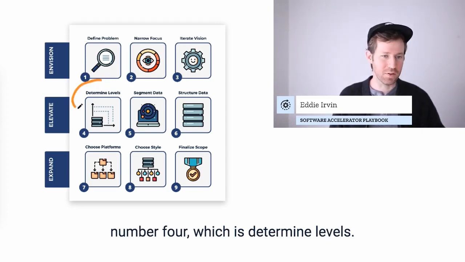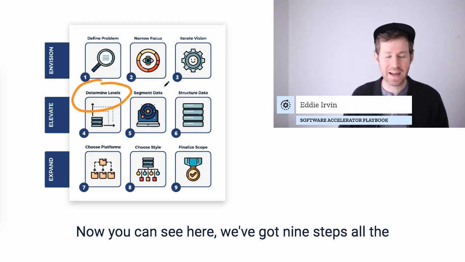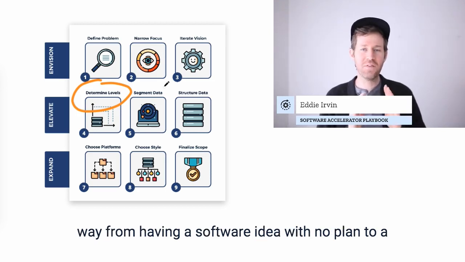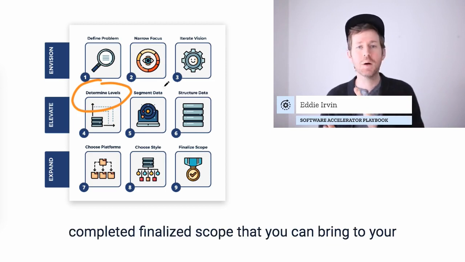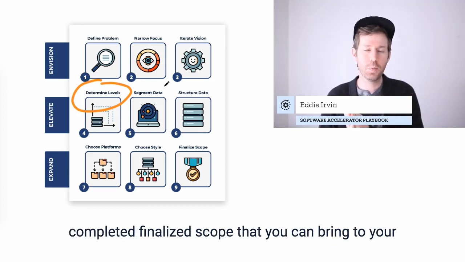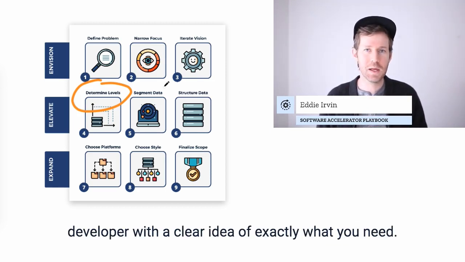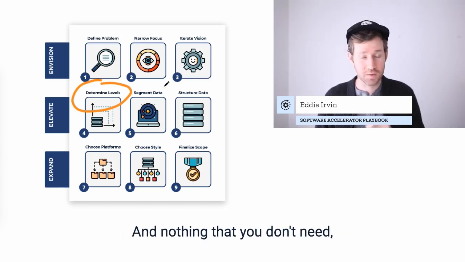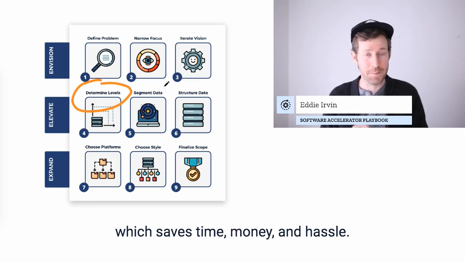Now you can see here we've got 9 steps, all the way from having a software idea with no plan to a completed, finalized scope that you can bring to your developer with a clear idea of exactly what you need and nothing that you don't need, which saves time, money, and hassle.